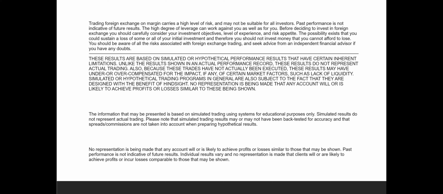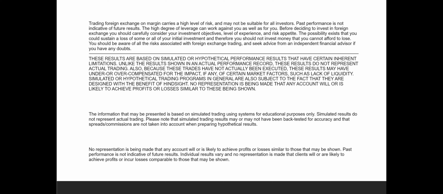And as always, we give a disclaimer. Past performance doesn't guarantee future results, right? It's not indicative of that. Anytime you're trading on the foreign exchange market, it carries a high level of risk, so it's not suitable for all investors, and no representation is being made that any account is likely to achieve profits or losses similar to those that are going to be shown today. Again, past performance is not indicative of future results.